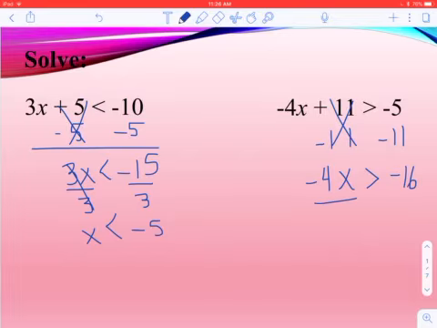I'm going to now divide both sides by negative 4. Because I'm dividing by a negative, I am going to switch the inequality. So this is going to give me x is less than positive 4.